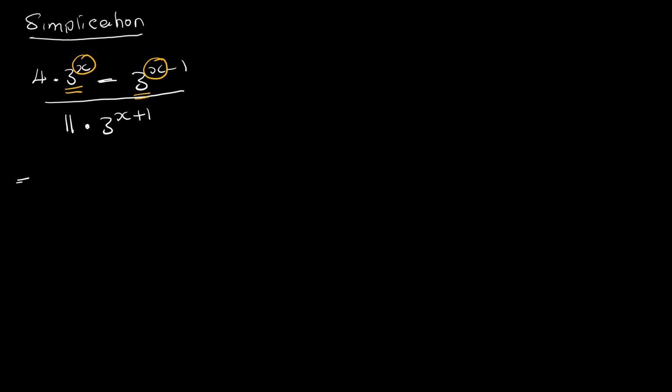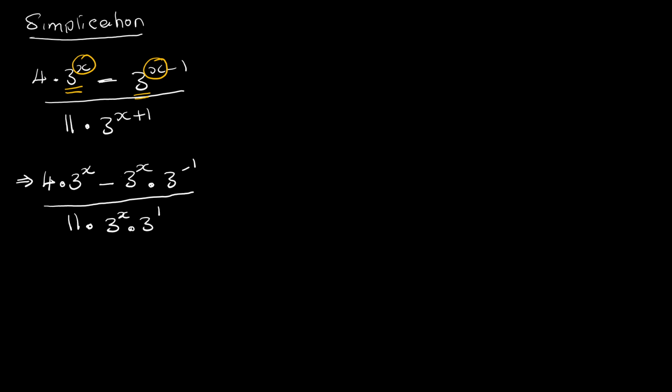Let's write this down. We're going to have this as 4 multiplied by 3 to the x. Then we minus, we need to break up that x minus 1. So this will be 3 to the x times 3 to the minus 1. When the bases are the same, we add the exponents, which will give us x minus 1. Then on the bottom, we need to do the same. We need to break up that 3 to the x plus 1. So this will be 11 multiplied by 3 to the x times 3 to the power 1.